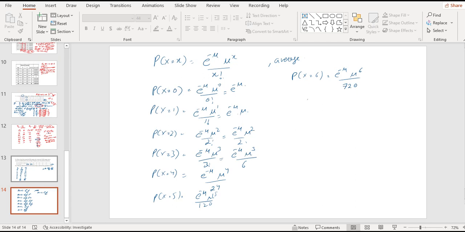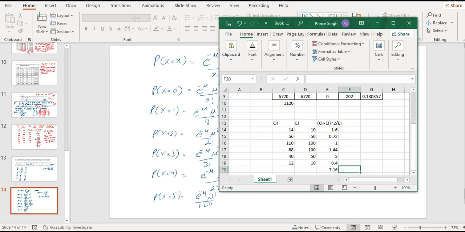So what does it mean? Expected frequency means the total number of pages into the probability P(X = x). Firstly, we need to calculate the value of e raised to the power minus mu, where mu is 189 by 392. To calculate this we can use a calculator, or we can perform this calculation in Excel also. Let us consider this Excel.